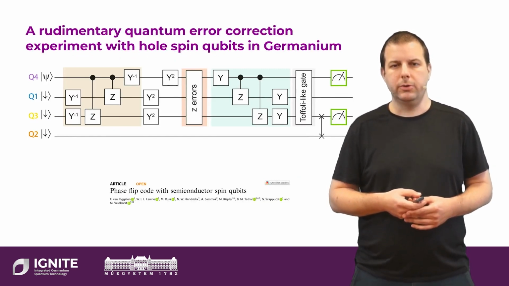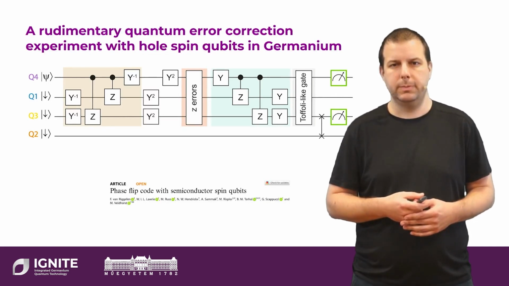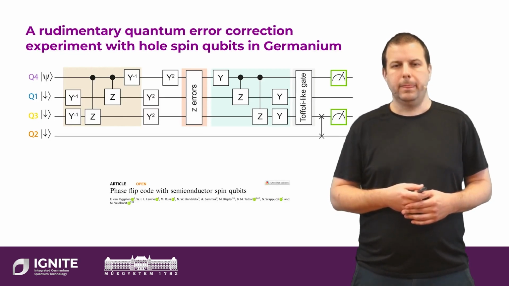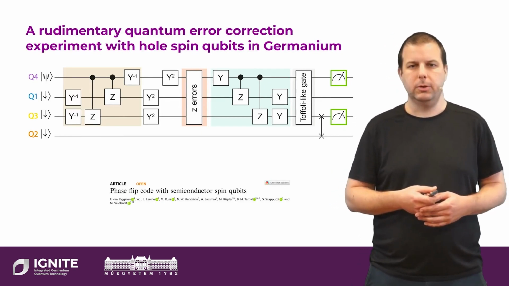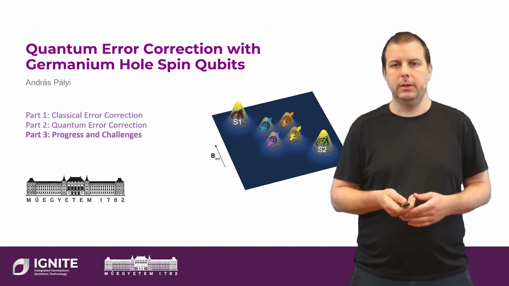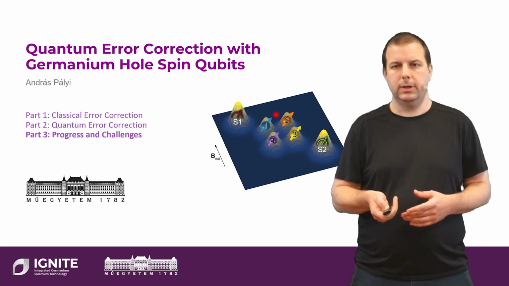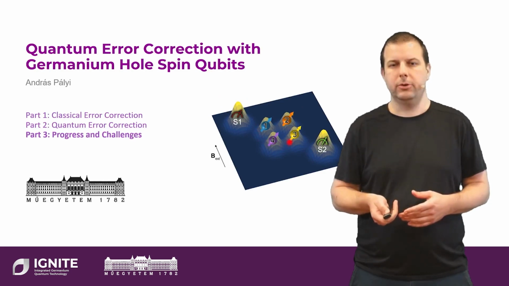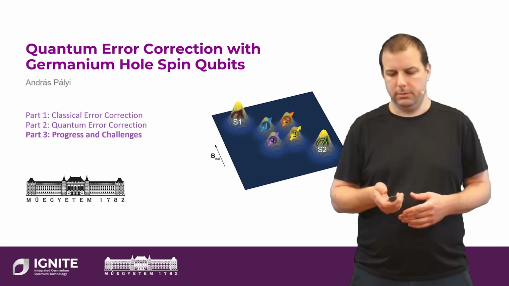So I'd like to focus on this experiment, a rudimentary quantum error correction experiment with hole spin qubits in germanium. Before showing experimental data, I'd like to show you the quantum circuit which was used in this experiment to perform quantum error correction. The device is shown here. This is a 4-qubit device. In the middle, you see this 2x2 block of 4 qubits, and on the side, you see S1 and S2. These are actually charge sensors which are used to read out the qubits.